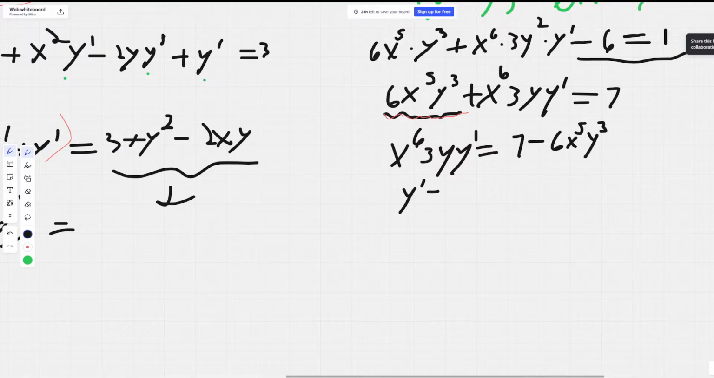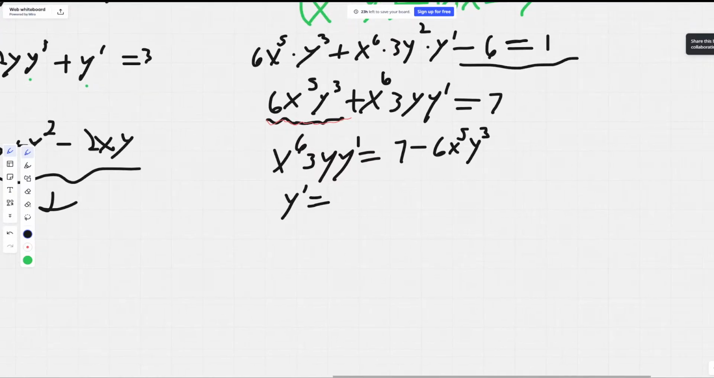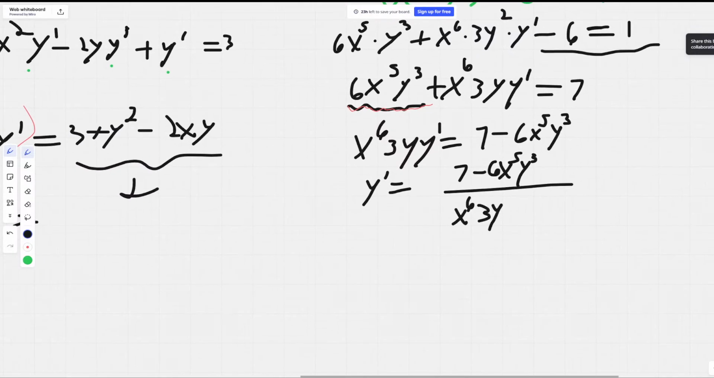And then ending off pretty simply like the other ones. Well, maybe ending off, we'll see. Yeah, that should be ending off. Ending off in 7 minus 6x to the 5th times y cubed all over 3x to the 6th y squared, all equaling that.